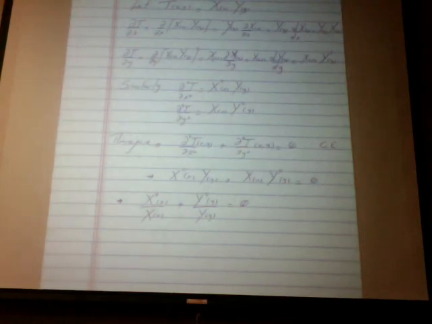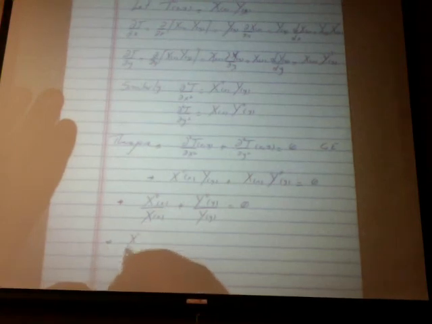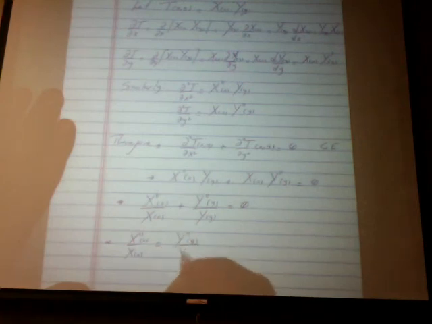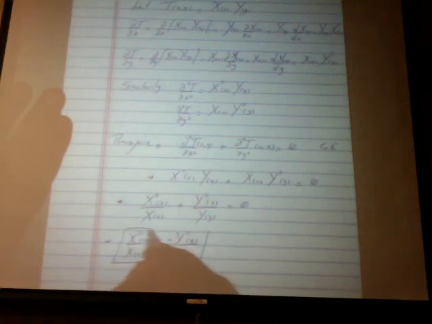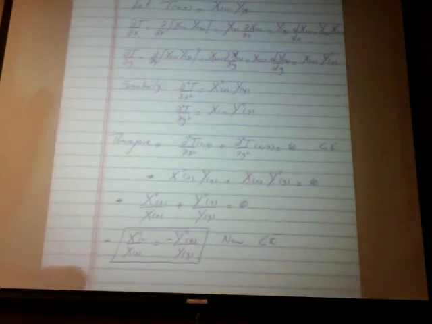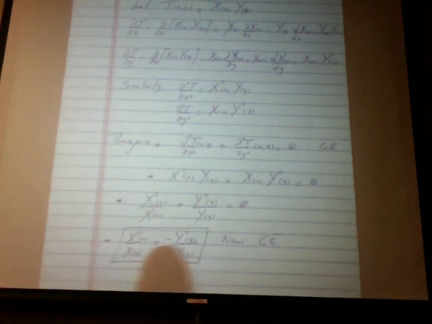It's been separated, and now we can pull each one to each side of the equality. So on one side of the equality, we have X double prime of x over X of x. And on the other side of the equality, we have minus Y double prime of y over Y of y. This is the new governing equation. And we're going to leave it at that. In the next class, we're going to see how we go about solving each side of that new governing equation, which happens to be ordinary differential equations, right? Because there's only functions of x and functions of y.